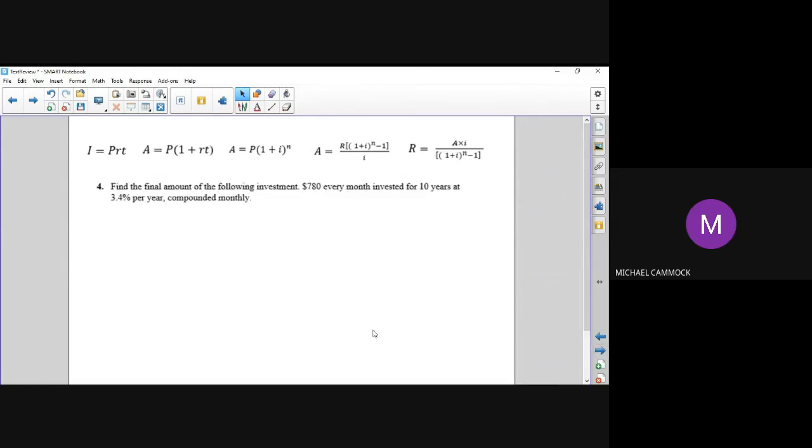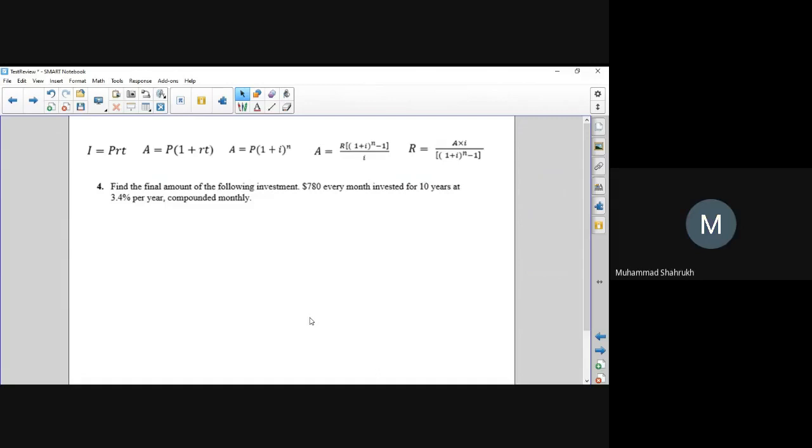Let's move on. Find the final amount of the following investment: $780 every month, invested for 10 years at 3.4% per year, compounded monthly. Look at your formulas above and you tell me which would be the best one for this question. I probably should have put numbers or letters beside them, but give me an idea of which one of them you think it is. This one is number 1, this is 2, 3, 4, 5. Which one of them do you think would be best suited to calculating this answer?